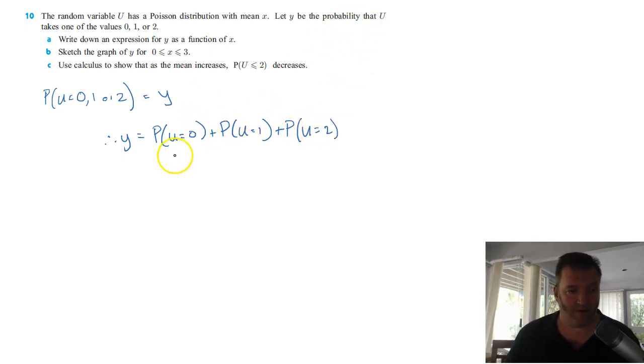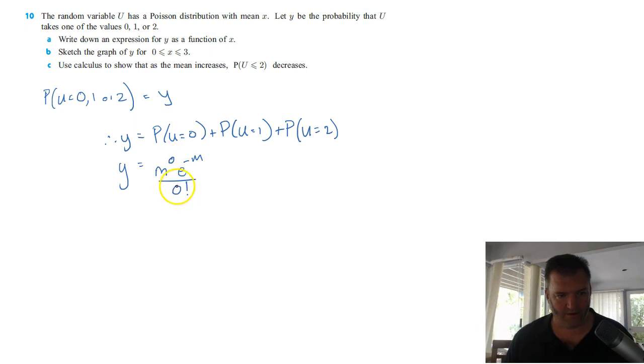So how do we go ahead and do these? Well, we need to rely on our definition. So it is m to the power of x, e to the negative m over x factorial. That's our general rule. Now in this case we've got to do it for x equaling 0, so we can go ahead and make this look a little bit nicer. Didn't mean to rub out everything there. So m to the power of 0 over 0 factorial. If you're not sure, 0 factorial is equal to 1, you can use your calculator to confirm that.